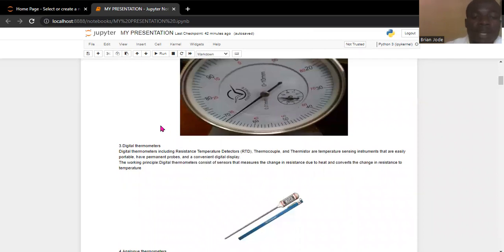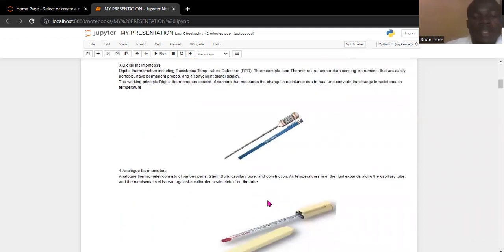We also have other apparatus, that is the digital thermometers. We know that they include resistance temperature detectors, RTDs, the thermocouple and of course the thermistors. The working principle of these thermometers is that they consist of sensors that measure the change in resistance due to heat, and then convert this change in resistance to temperature. This is the picture of what we call the digital thermometers. We're going to see how it works when we get to the setup.